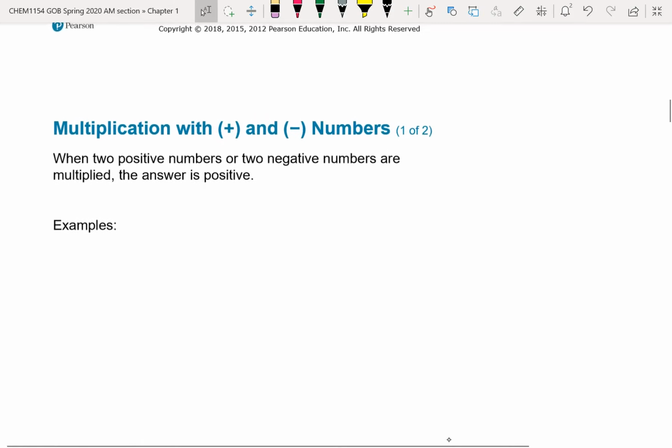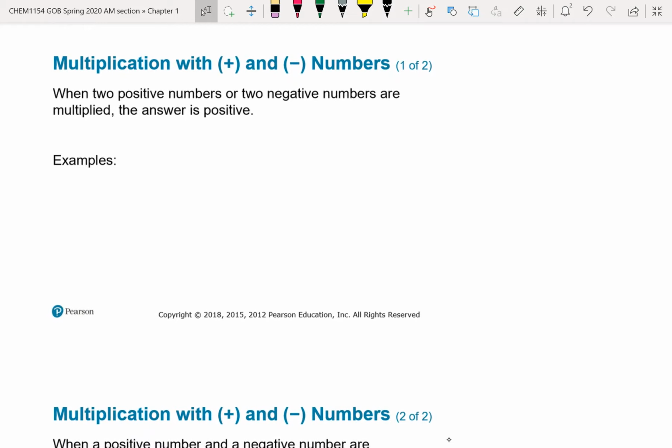How we work with these numbers is going to be important. If you multiply two positive numbers or two negative numbers, the answer that we get is always going to be positive. So for instance, we can say 8 times 2 is going to be equal to 16. And you'll notice I don't have any signs in front of any of those numbers, so they're all positive. All right, I'll just put it in this form.